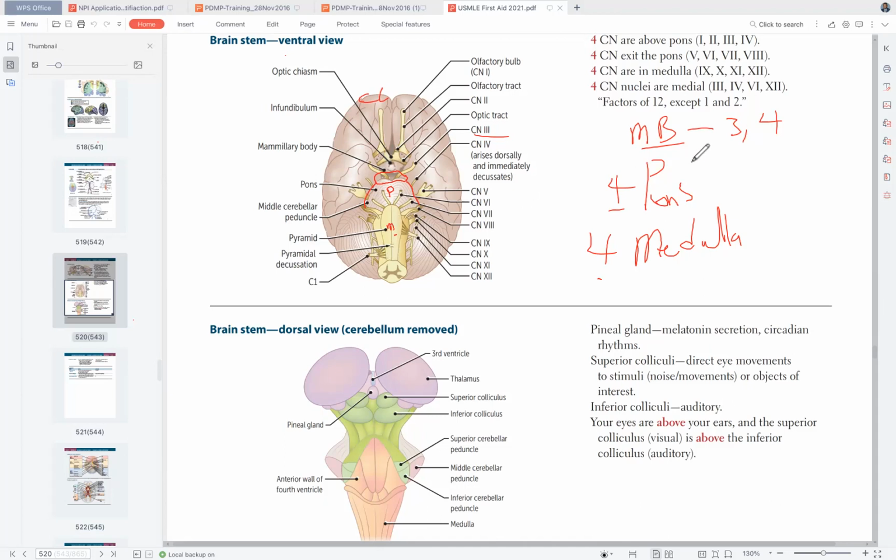Now, 2 from the midbrain, which is 3 and 4. If you are able to exclude these 2, which are so obvious, you can always exclude them, and mostly they will not bring them in the question. They're just going to lift the brain stem alone for you. So if they bring only the brain stem, the first 2 are from the midbrain, so 3 and 4.